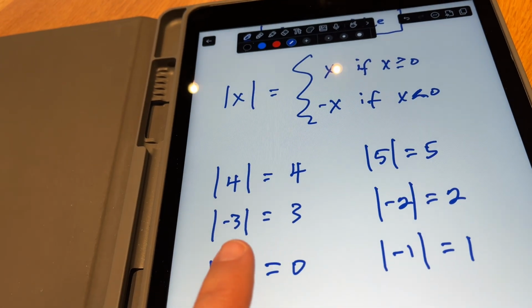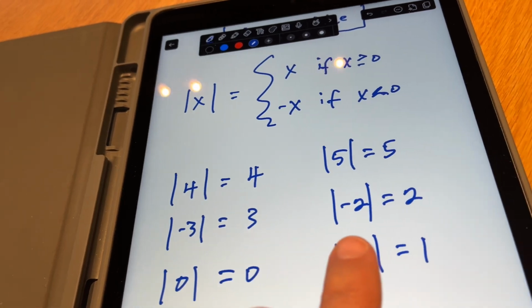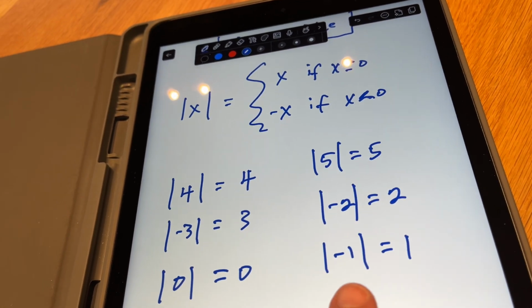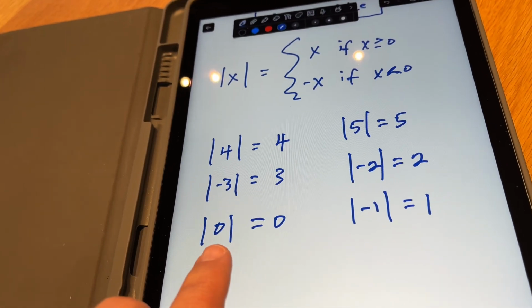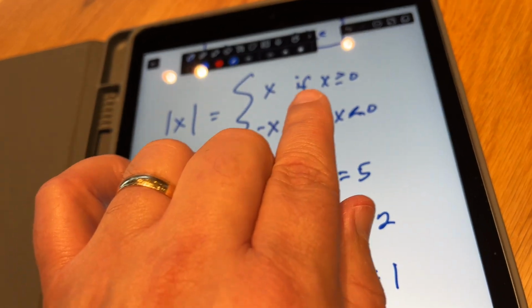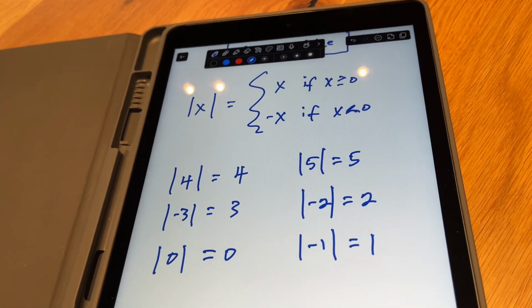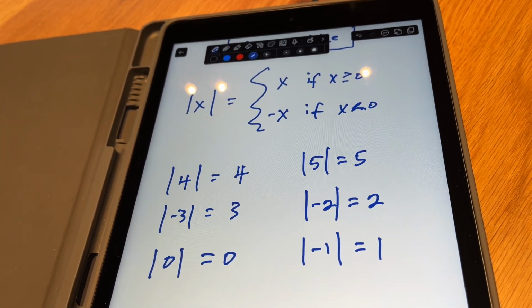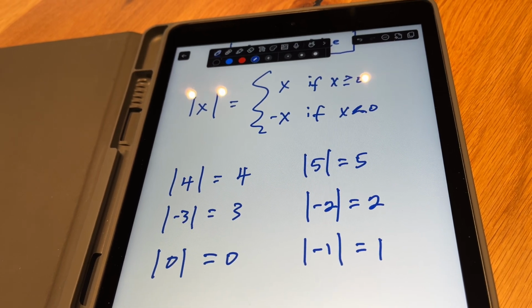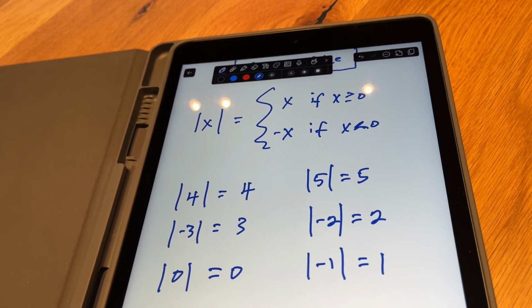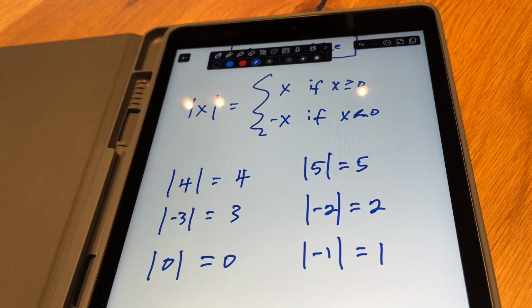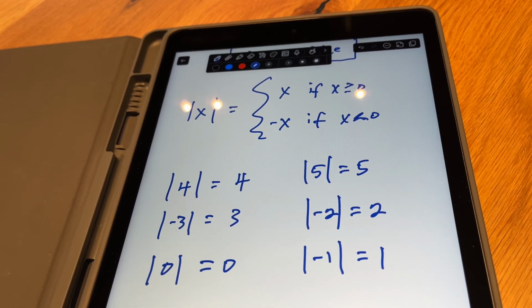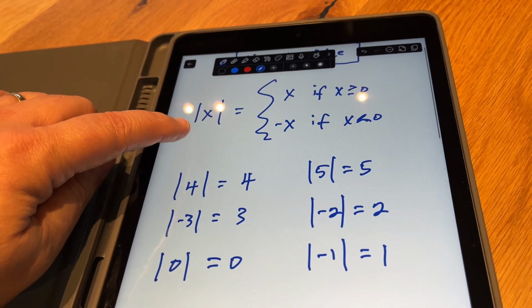So that's why the absolute value of negative 3 is 3, and the absolute value of negative 2 is 2, and the absolute value of negative 1 is 1. Of course, the absolute value of 0 is 0 because that goes with the top one up there. Think about that. Ponder that. Look at the example. Spend some time really thinking through that and perhaps watching the video again and comprehend this definition of absolute value.